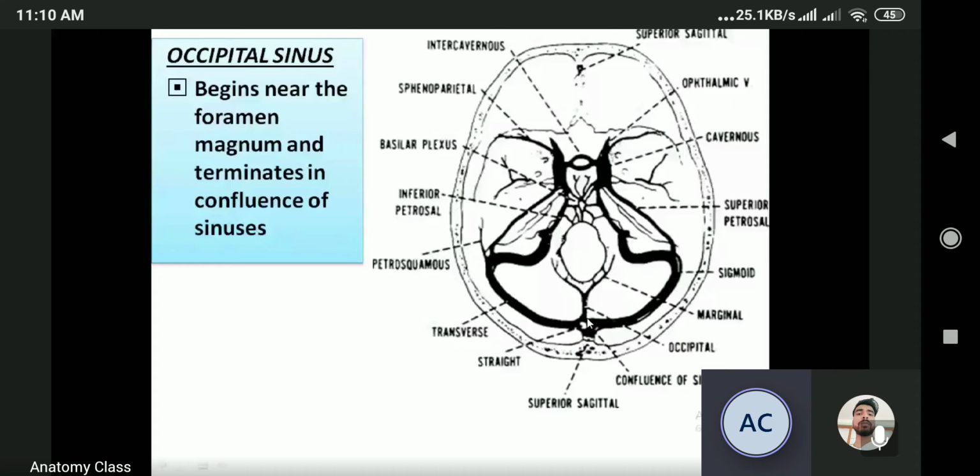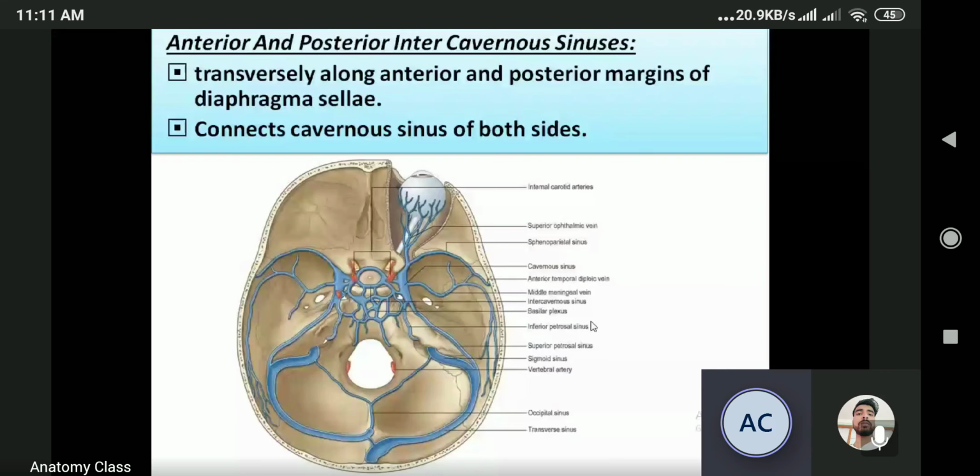The next unpaired dural venous sinuses are the anterior and posterior intercavernous sinuses. Among all the dural venous sinuses that we are going to study, the cavernous sinus is the most significant one, from your examination point of view as well as from a clinical point of view. The cavernous sinuses of the two sides are connected with each other by the anterior intercavernous sinus and posterior intercavernous sinus.